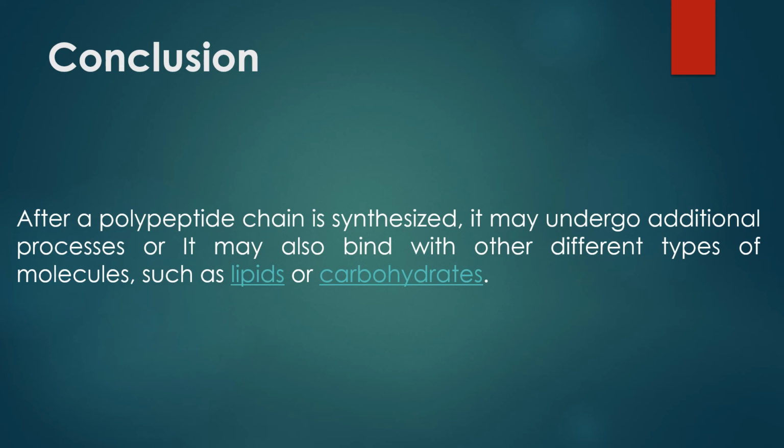Also, in summary, we've understood that protein synthesis is the process in which cells make proteins, and it occurs in two stages, which are transcription and translation. Transcription is the transfer of genetic instructions in DNA to mRNA in the nucleus, while translation occurs at the ribosomes, which consist of RNA and proteins. After a polypeptide chain is synthesized, it may undergo additional processing to form the finished protein.